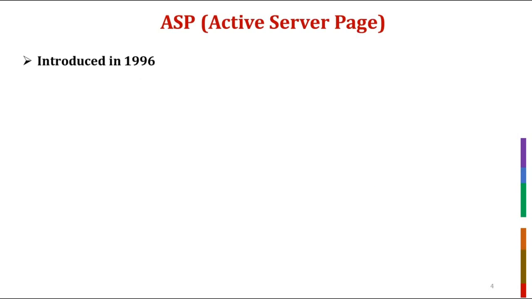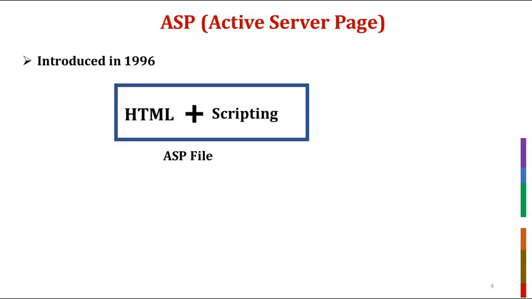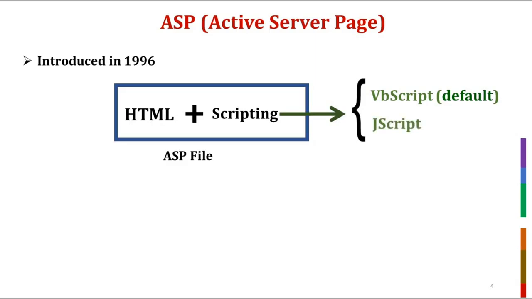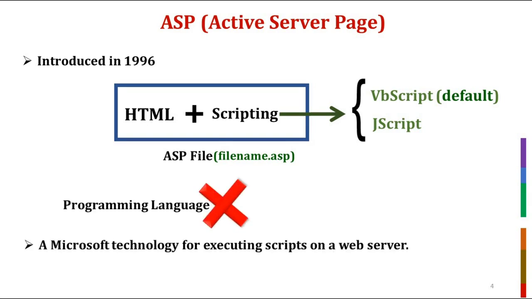So let's start exploring ASP. It is an old but still powerful tool for making dynamic web pages. It is available as a free component within any Windows operating system. An ASP file contains HTML code and script commands, or sometimes script commands only. It supports VBScript as a default scripting language and can embed other scripting languages as well, like JScript. Any ASP file is saved with the extension .asp, and ASP is not a programming language. Rather, it is a Microsoft technology for executing scripts on a web server, much like PHP or JSP, Java Server Page.